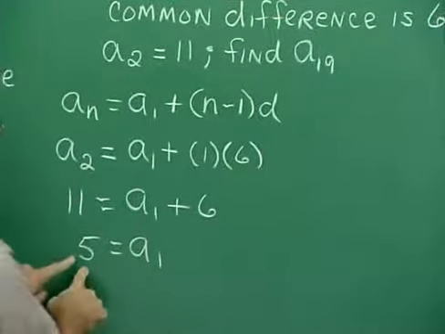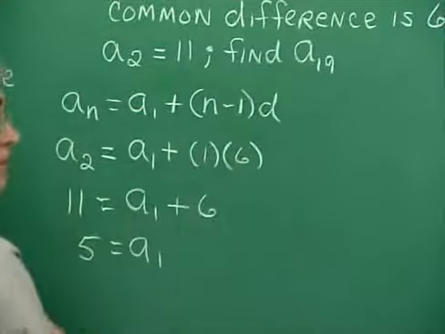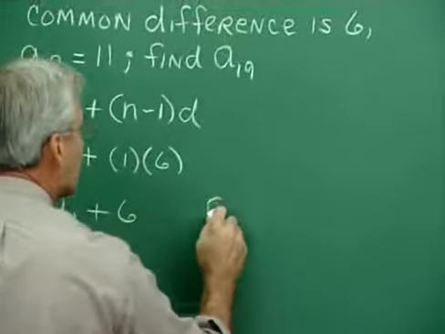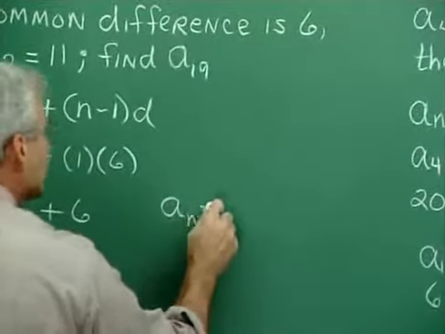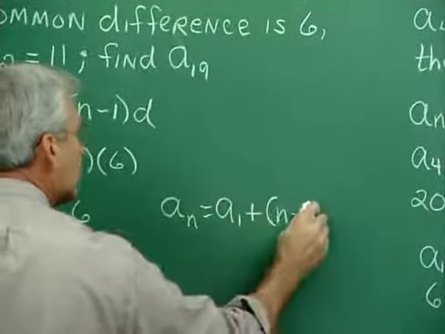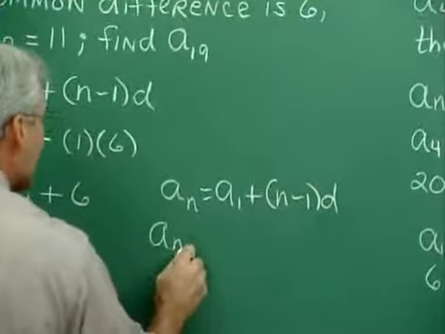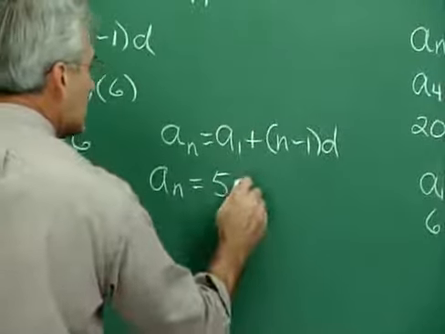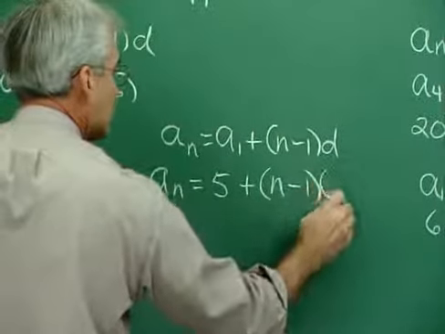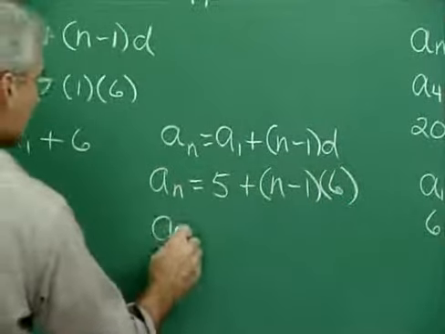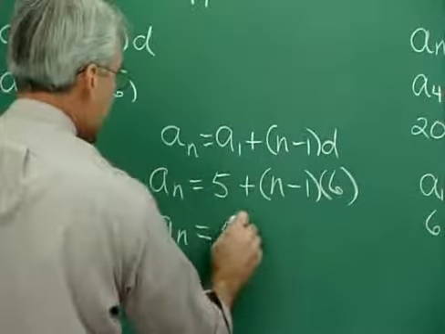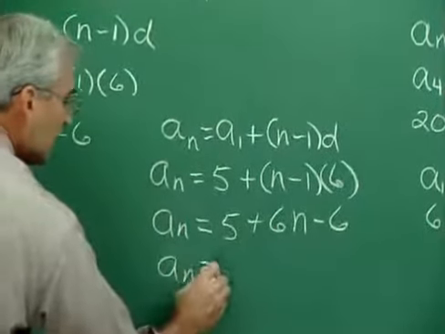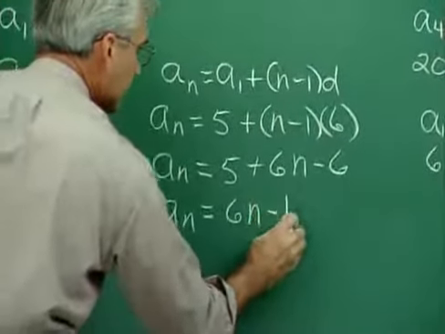Okay, now, if a sub 1 is 5, and the common difference is 6, given up above, then the general idea is this. You can start from the very beginning: a sub n is a sub 1 plus n minus 1 differences. So a sub n in this sequence is 5 for a sub 1 plus n minus 1 times 6. Then simplify: a sub n is 5 plus 6n minus 6. So a sub n turns out to be 6n minus 1.